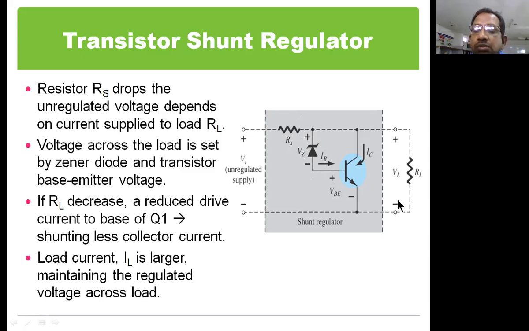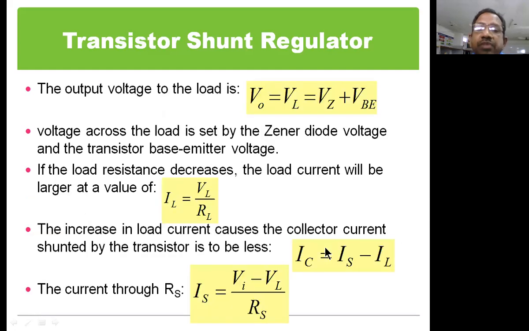In that case, what is the KVL you can write? The resistor potential VL, then minus VZ minus VBE equal to 0. So that is the equation we get: V0 minus VZ minus VBE equal to 0. Therefore, I can write V0 is equal to VZ plus VBE.